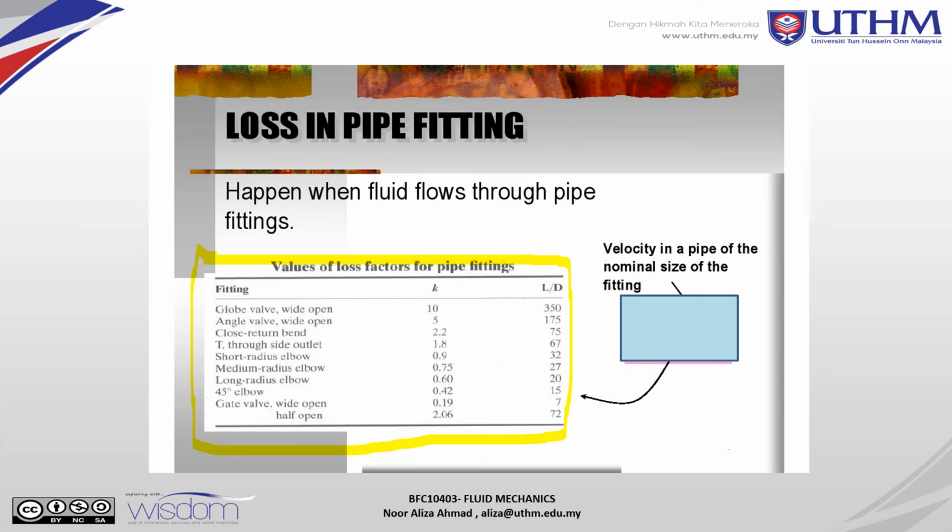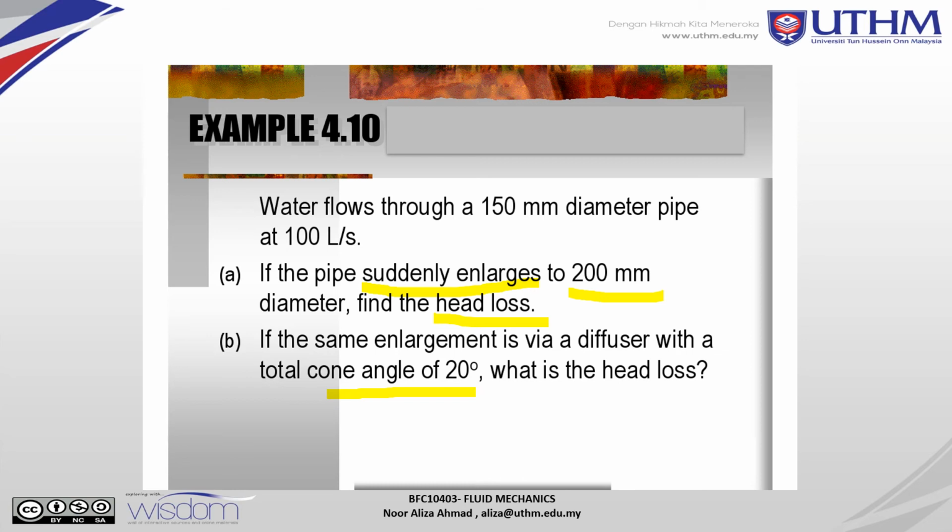Okay, loss in pipe fittings happens when fluid flows through a pipe fitting. This table is always given in your final and your test. You just use the type of pipe fitting to get K, and L over D is the length over the diameter. V is the velocity in the pipe of the nominal size of the fitting. So use HB for the bend or other pipe fitting, equal to KB V squared over 2g. Now look at example 4.10.